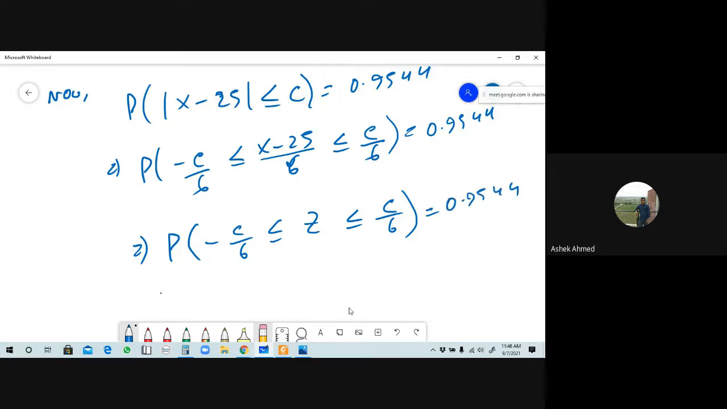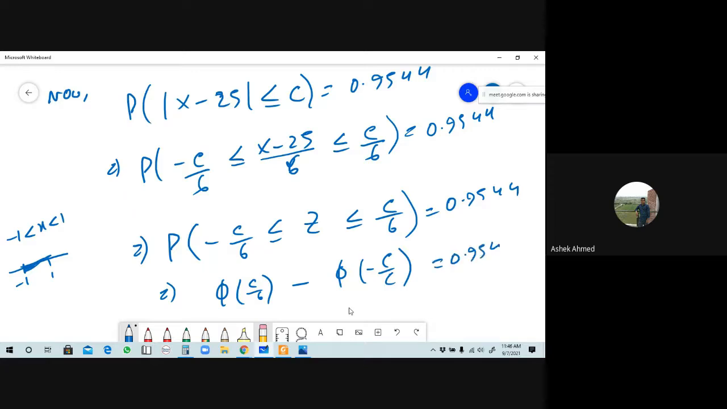Okay, from here we can write this will be phi of k. একটা ইন্টারভ্যাল ডিপেন্ড করে, মনে করো minus 1 is less than x is less than plus 1, এটা minus 1 হবে এটা plus 1 হবে, ওকে, একটা ইন্টারভ্যাল ডিপেন্ড করে না, so that will be the same concept. This is phi of c by 6 minus phi of minus c by 6 here. So this is 0.9544.